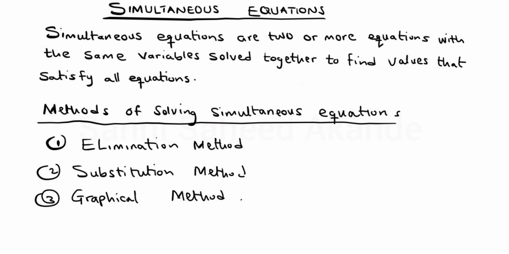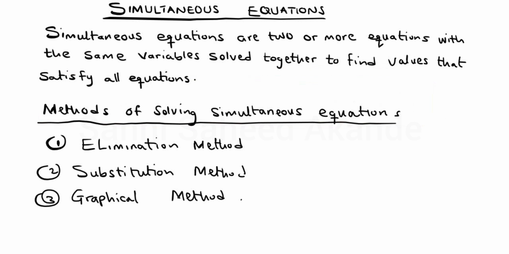So what do I mean by two or more equations? In simultaneous equations, you are going to be given two equations majorly, and then you will solve the two equations concurrently, simultaneously, in order to find the value of the variables.